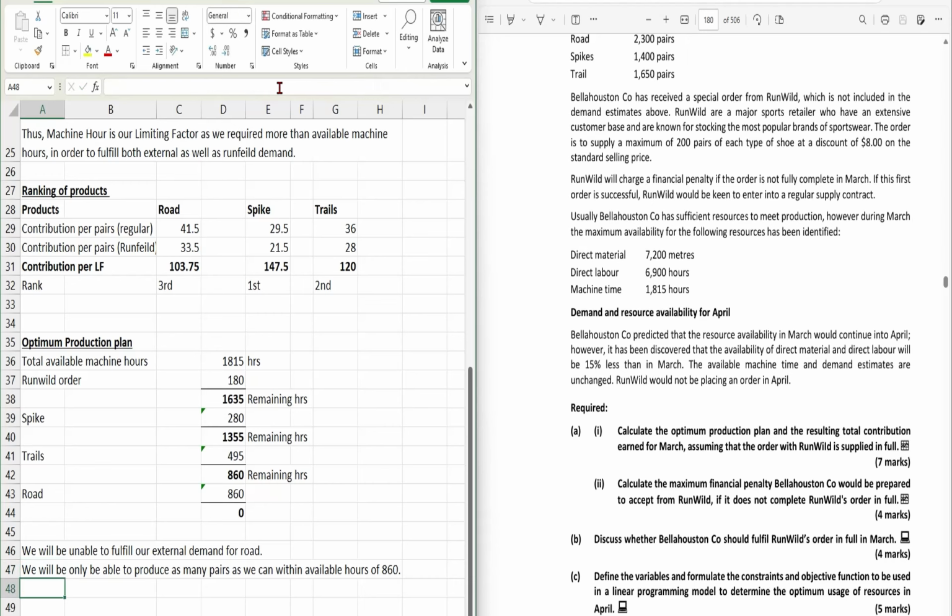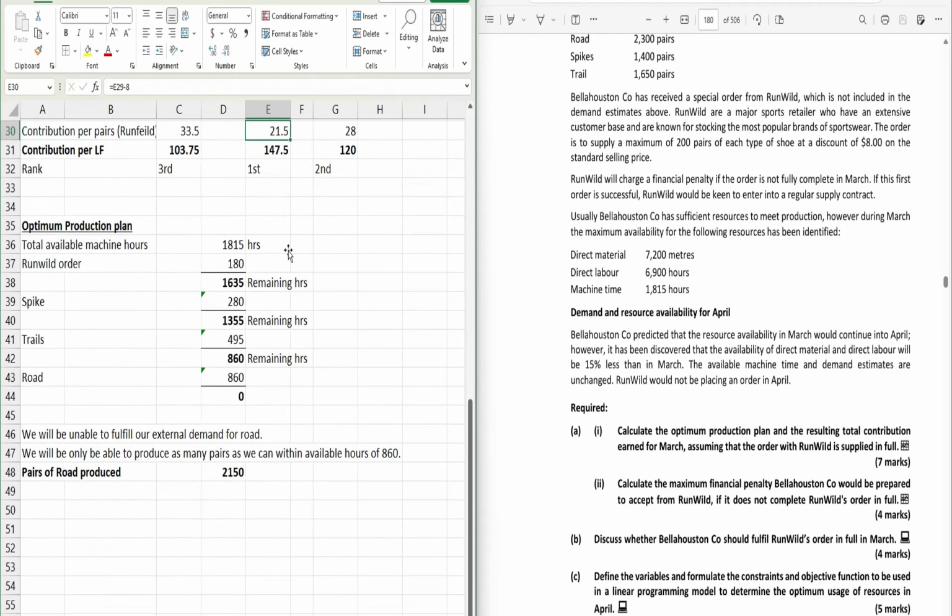So how much can we produce? We can write it down. Pair of road produced, and this one is external. You can write it in the bracket as well if you require. So the only available hours are 860. So 860 divided by 0.4, because 0.4 is the machine hour that we need to produce 1 unit of road. So this is the pairs of road produced.